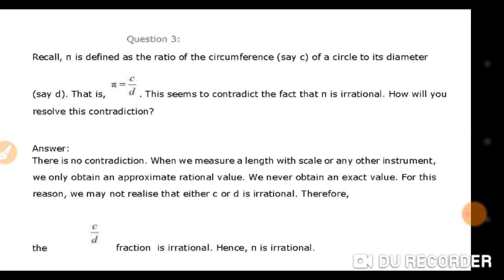Now students, question number 3 of exercise 1.5. Let's see what the question is. The question says, recall pi is defined as the ratio of the circumference of a circle to its diameter, say d, that is pi equals c upon d. This seems to contradict the fact that pi is irrational. How will you resolve this contradiction?